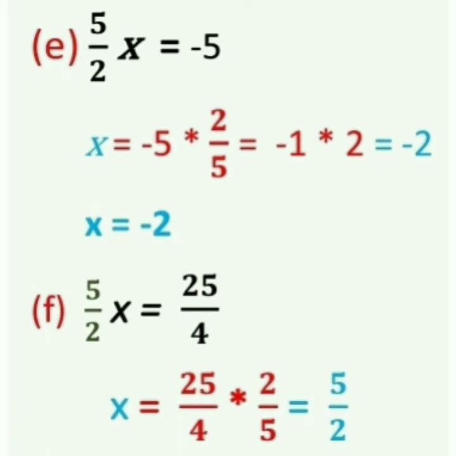Now E. 5 upon 2 x is equal to minus 5. Now we have to transfer 5 upon 2 from the left side towards the right hand side. But before transferring, we have to take the reciprocal of it. Now how to take the reciprocal of 5 upon 2?